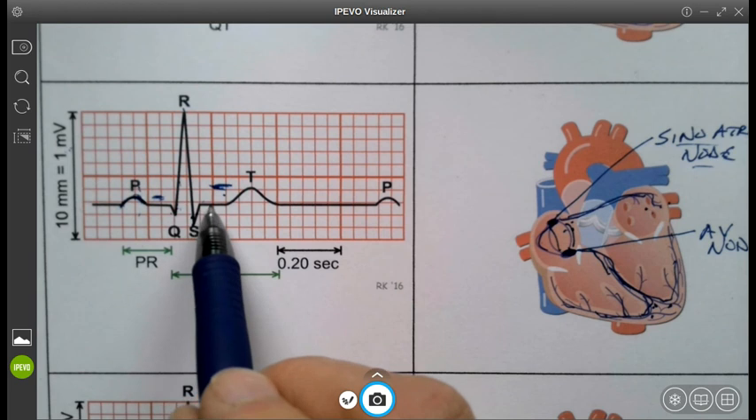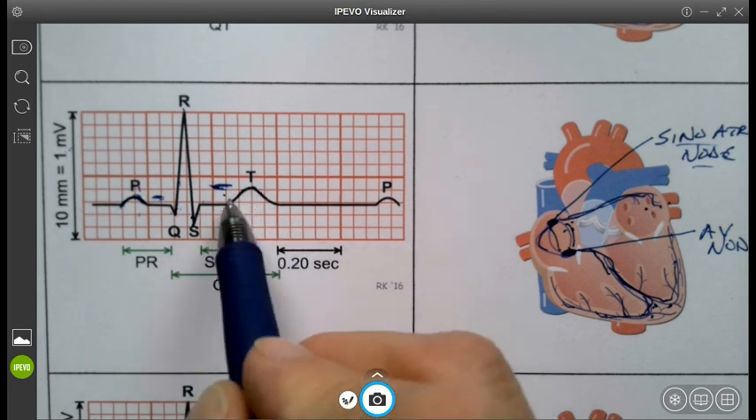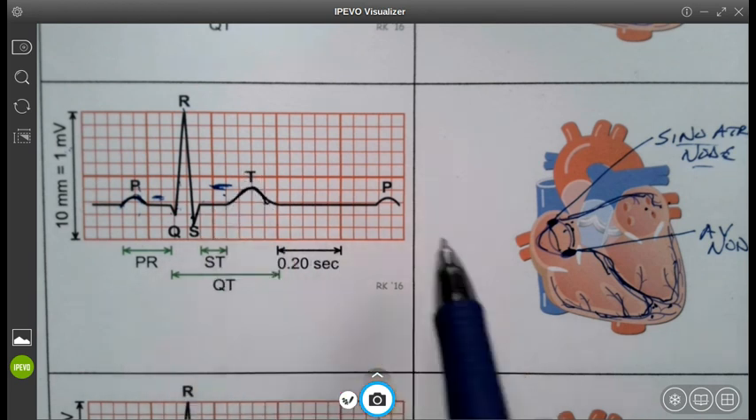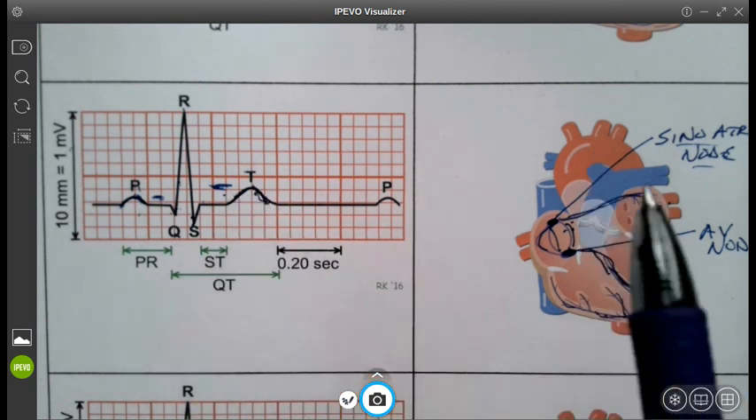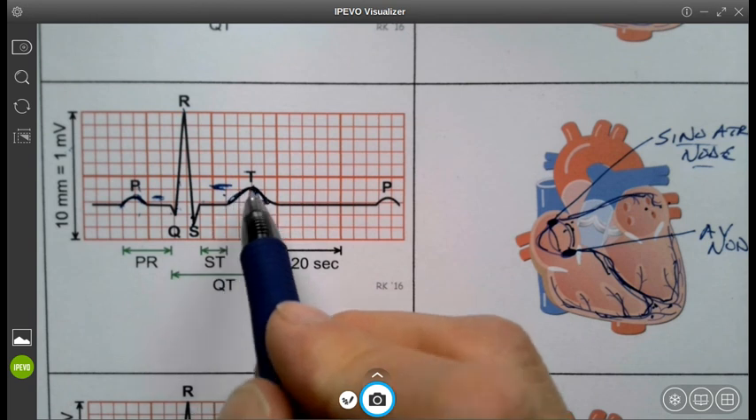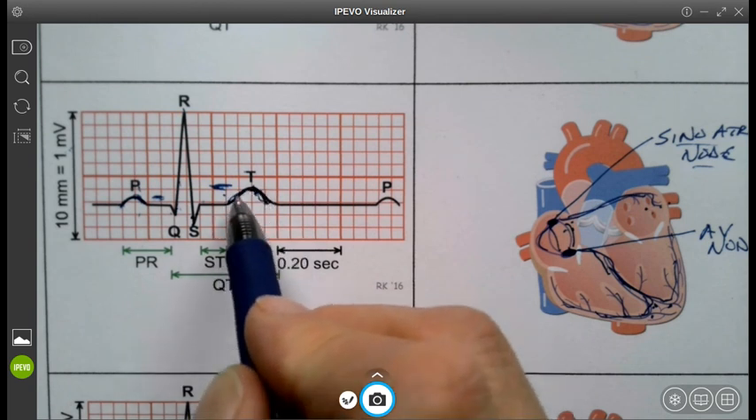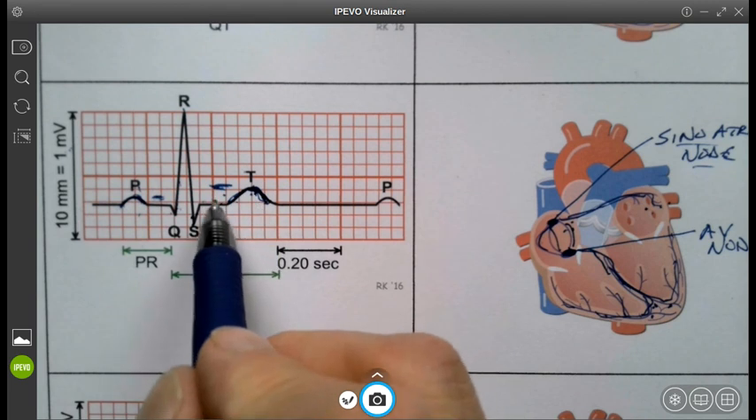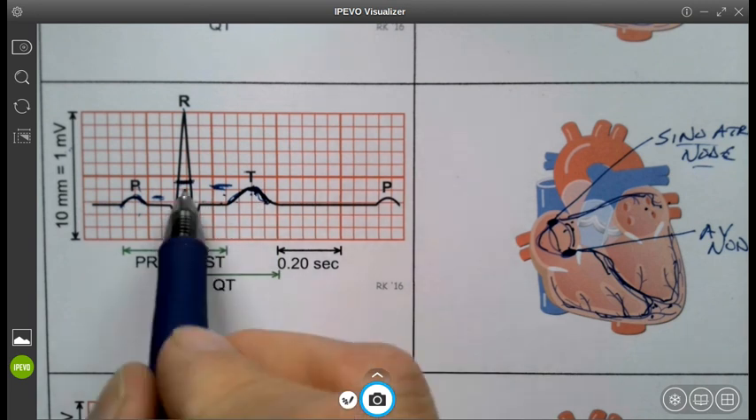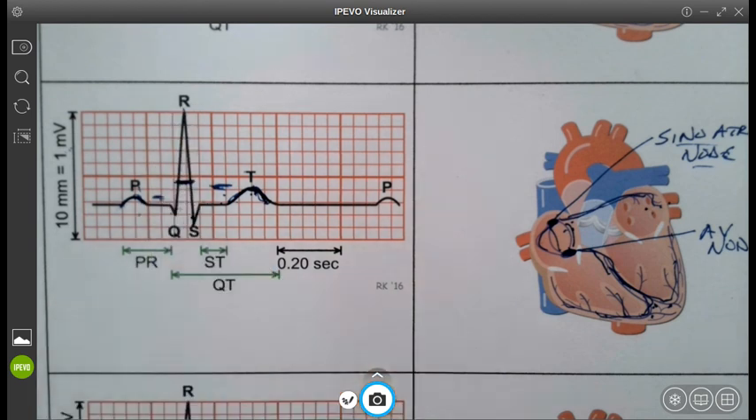Okay, and then finally, the last blip that you see here is the T wave, and that is when the ventricles repolarize. The atria repolarize at the same time as the QRS complex. You just don't see it because it's masked here.